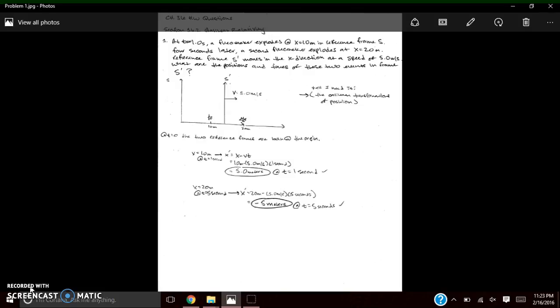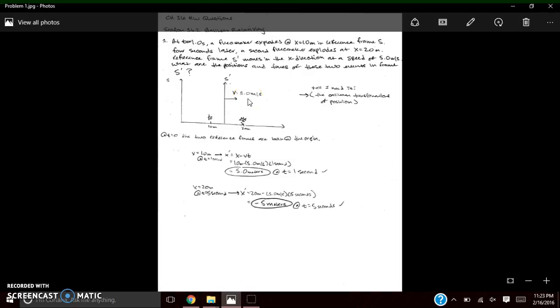So I basically just drew a diagram, just to give me a visual representation. So this is my reference frame S. Basically, I drew that the firecrackers explode at 10 meters and 20 meters in reference frame S, not really displaying the time. This isn't accurate, but it's a visual representation so I could see that reference frame S prime is moving to the right, in the positive x direction, at 5 meters per second.